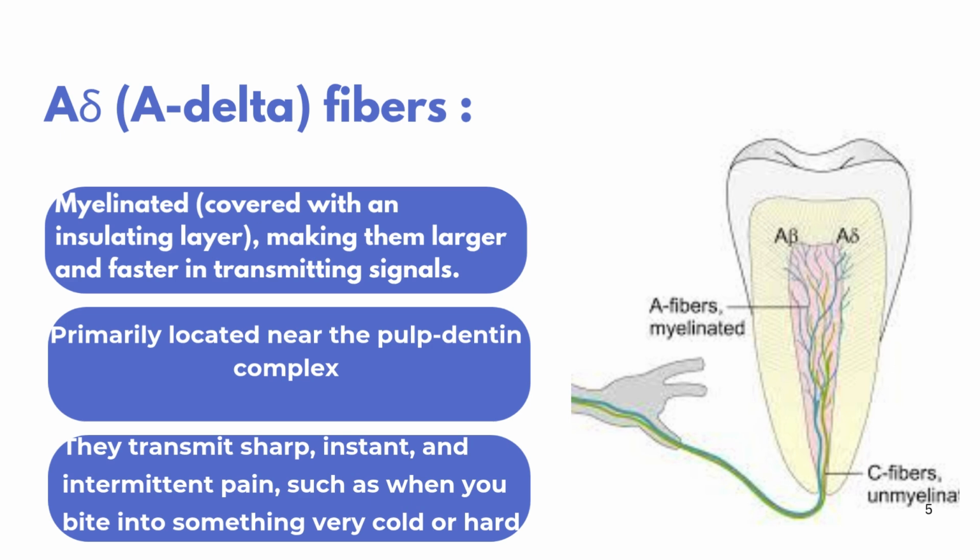A delta fibers are myelinated and covered with an insulating layer, and that makes them longer and faster in transmitting the signals, and they are primarily located near the dentine pulp complex. They extend into the dentine, associated with the cell process of the odontoblast within the dentinal tubules. They mostly transmit the sharp, instant and intermittent pain. So when you bite into something, whether that's cold or hard, that sensation of pain is what the A delta fibers transmit.